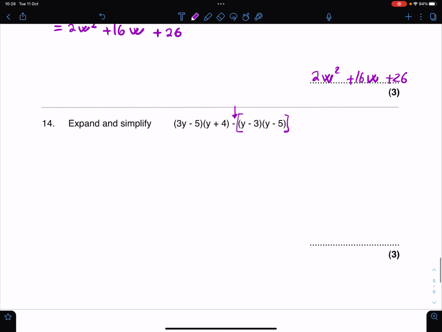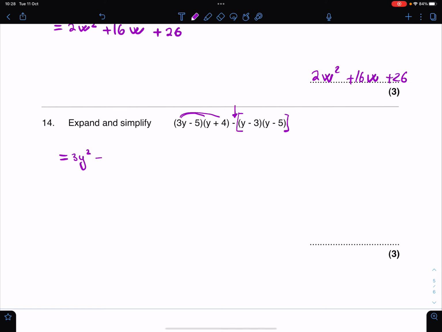So then I'm going to start expanding brackets. The double bracket before the negative sign, we can expand that normally. We don't have to worry about it. But the brackets after the negative sign are the tricky part, because the negative in front of them will affect everything. So let's first expand the first part, which is easy. 3y times y, 3y squared. 3y times 4 plus 12y. Negative 5 times y will be negative 5y. Negative 5 times 4.